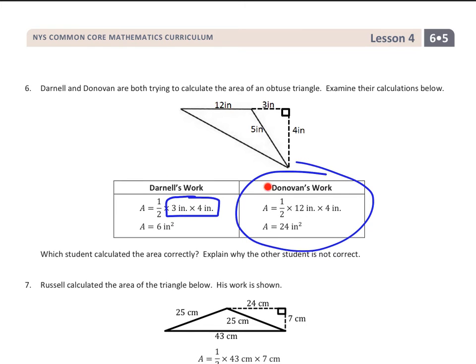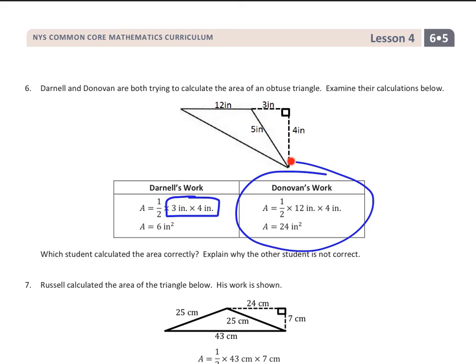For number 6, Donovan is correct. It's 12 times 4 divided by 2, which is 48 divided by 2, which is 24. This is the straight line, right? There's no dots here. This is the imaginary added line that has nothing to do with the actual triangle. I don't know why they even do that. Who cares if it's 3 inches?